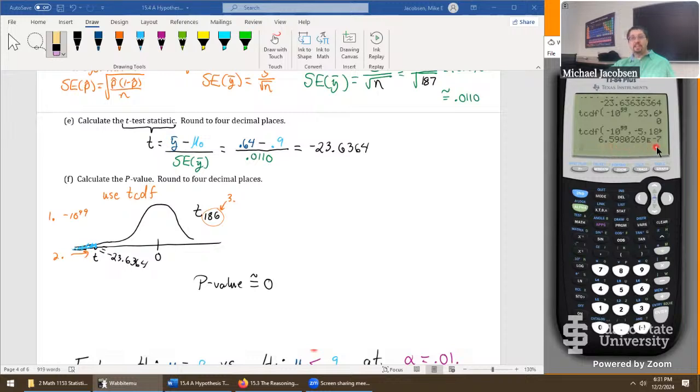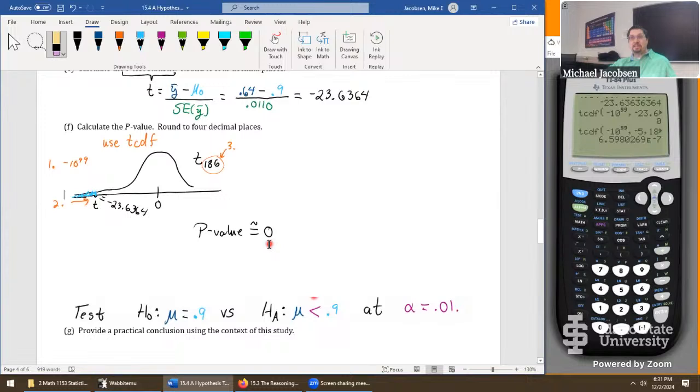6.59 times 10 to the power of negative 7, which means this decimal point goes to the left 7 spaces. So 0.00000006 and some change. And that's at a negative 5. So that tells us at negative 23, our calculator really had no chance of giving us a value. But that's okay because whatever we got is assuredly less than 0.01.